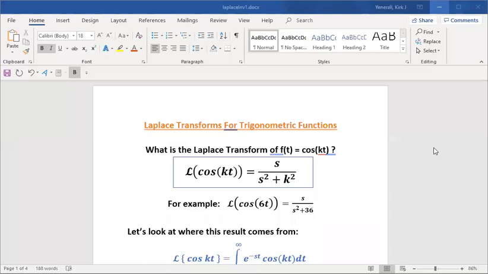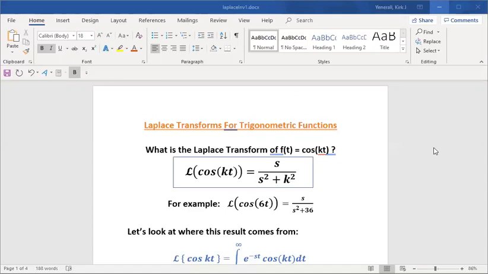In our previous videos, we've taken a look at using the definition to discover what the Laplace transforms of constants and exponentials and polynomials are. And we've even taken a look at the Laplace transform for a piecewise defined function. Well, one other important class of functions that we'd like to understand the Laplace transforms for are trigonometric functions like the sine and the cosine.